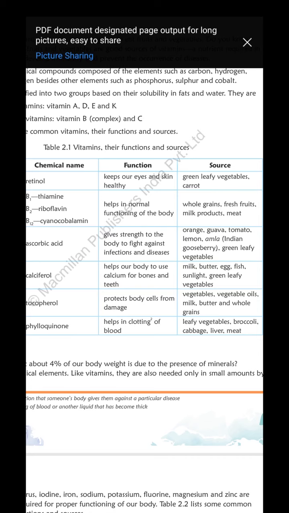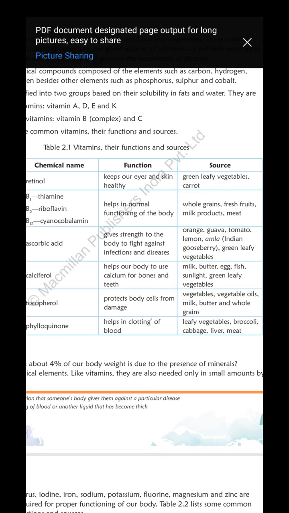No need to learn by heart, just understand and remember some main points. Then you can frame the sentences and write, because now you are in 6th class, a higher standard. You have to write your own answers with the help of understanding. Read a little and frame the sentences with the help of that. Main things you have to remember. Whole grains and fresh fruits contain vitamin B.